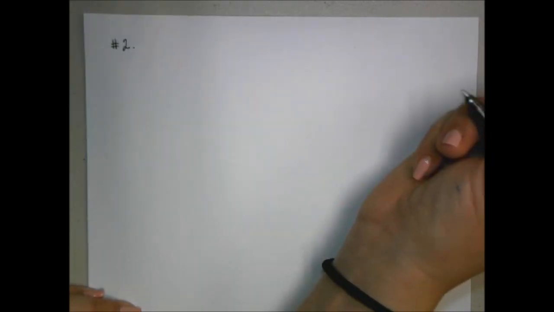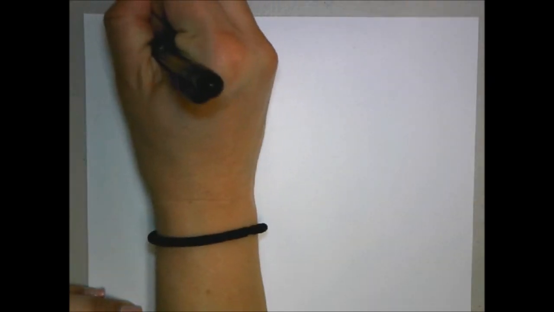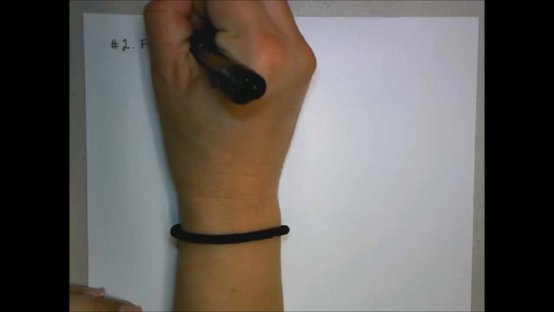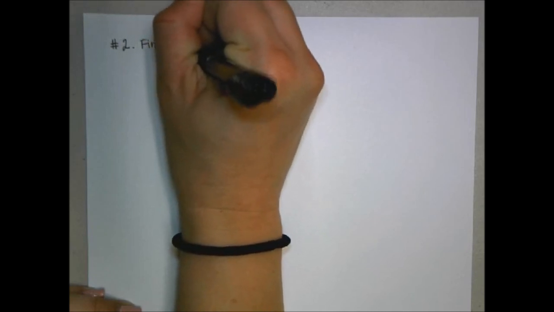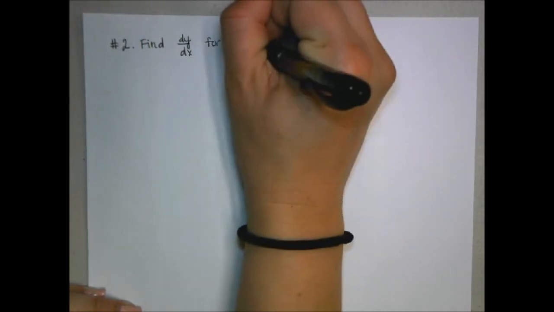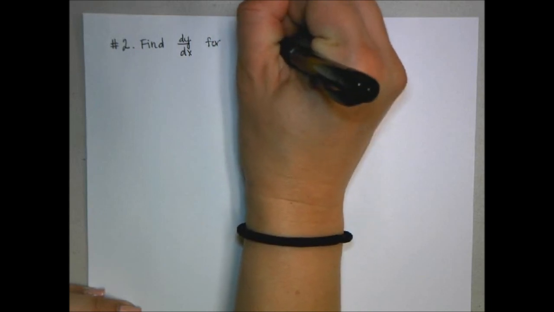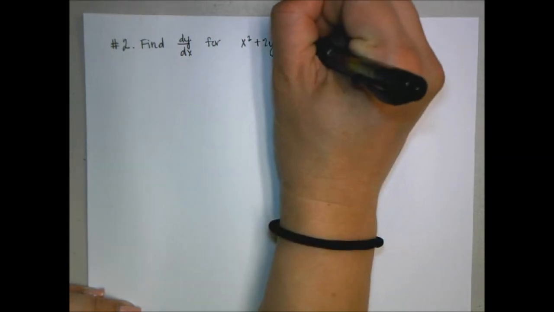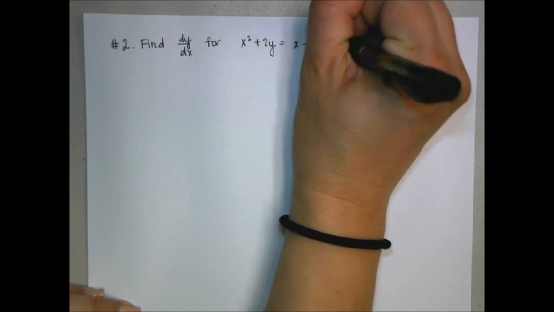So our last problem here is going to be the one I introduced to you. Find the derivative, find dy/dx for x squared plus 2y is equal to x minus y squared.